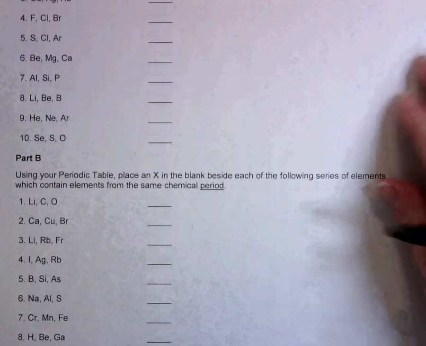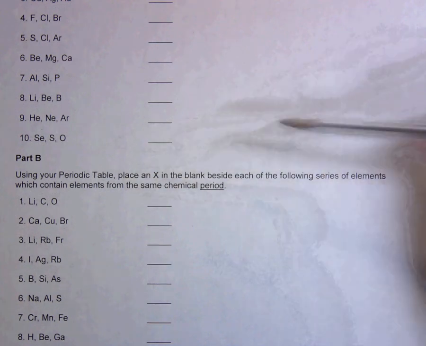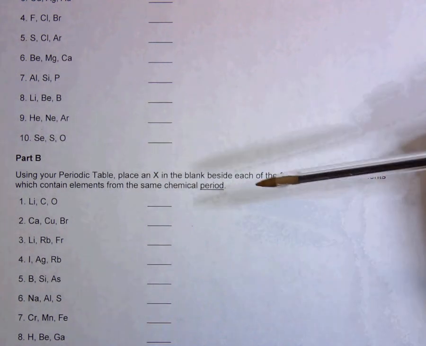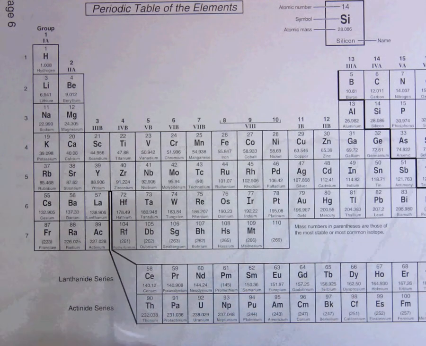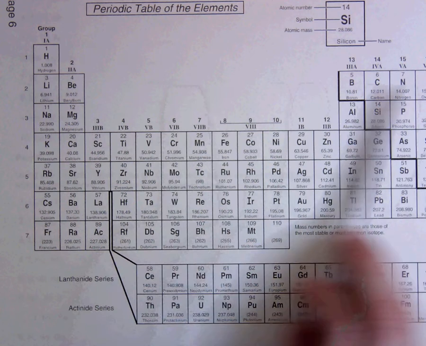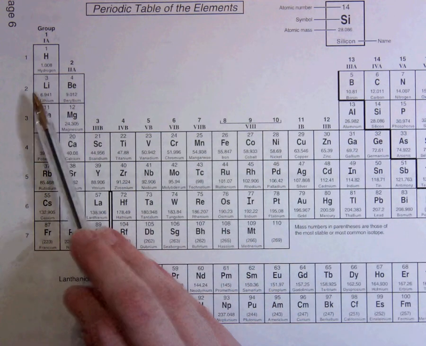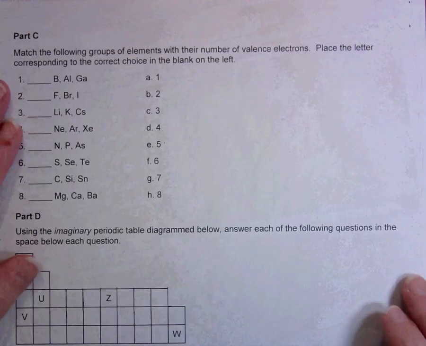Here on Part B, let me move this down. It says to place an X beside each of the following series that are in the same period. The periods on the periodic table go across. So if I had any 3 of these in period 2, I would put an X beside it because they're in the same period.